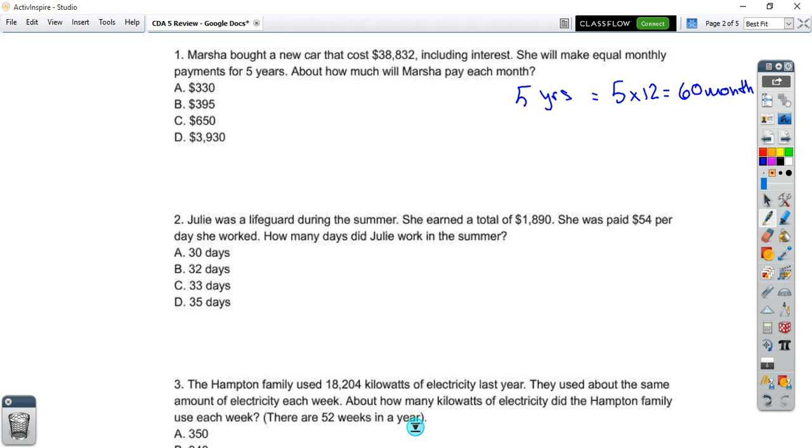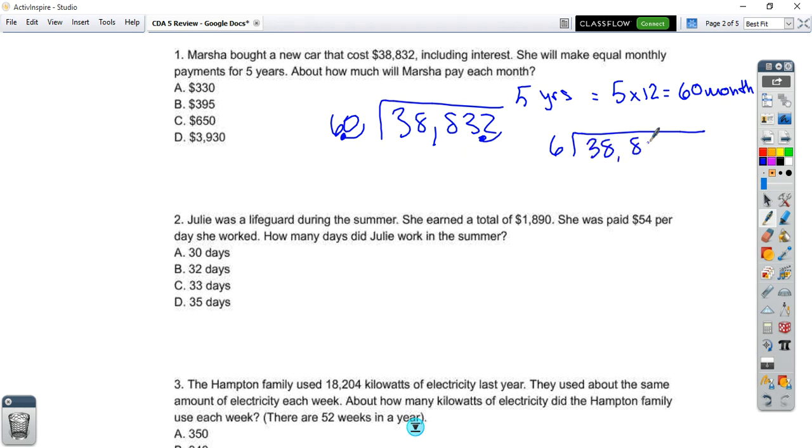The next observation is we're going to take this and we're going to divide. So I've got 38,832, and I'm dividing by 60. The trick that I'm going to have you use is to realize I can just move this decimal over and move this decimal over. And so I end up with 6 goes into 3,883.2. And so that's going to make my division a lot easier. So 6 goes into 3 0 times, 6 goes into 38 6 times. And now automatically I only have one answer. That's awesome because there's only one number that starts with a 6.